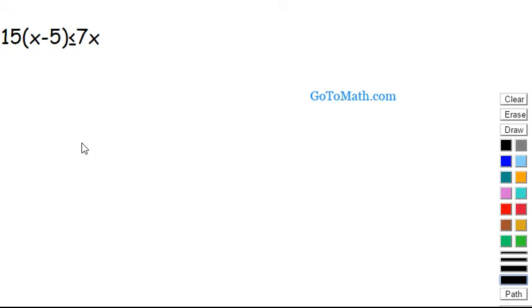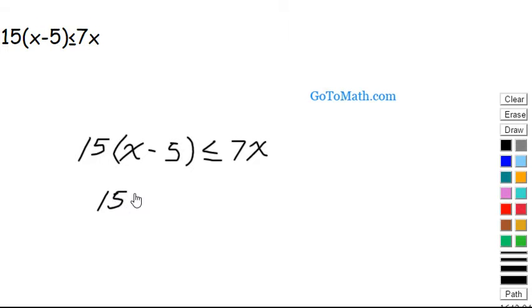Let's do this one here. So we have 15 times x minus 5 is less than or equal to 7x. So we're going to need to probably distribute that 15 across. So we got 15x minus 15 times 5 is less than or equal to 7x.